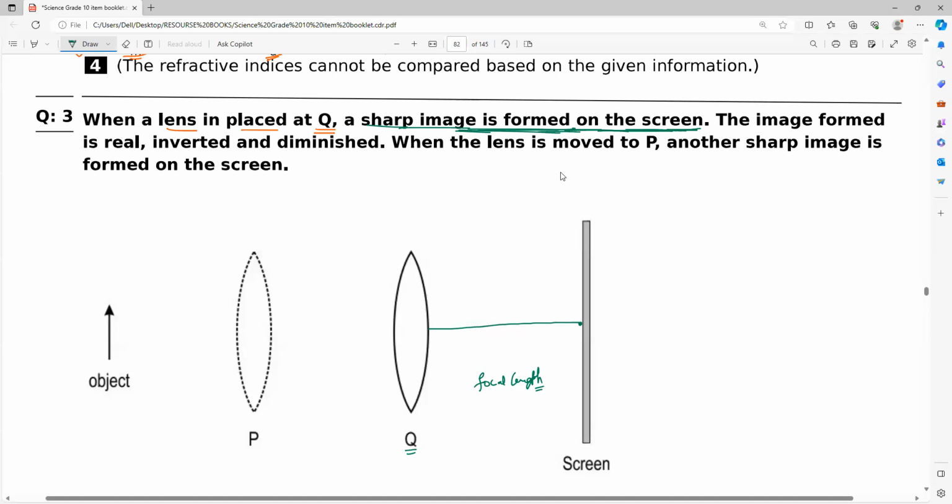Now, the image formed is real, inverted, and diminished. Okay. When the lens is moved to P, another sharp image is formed on the screen.